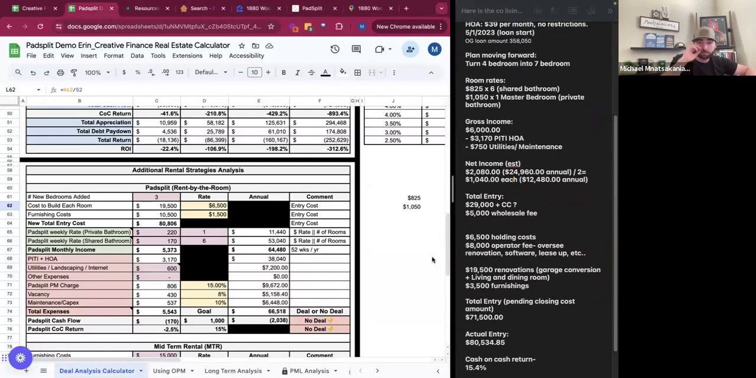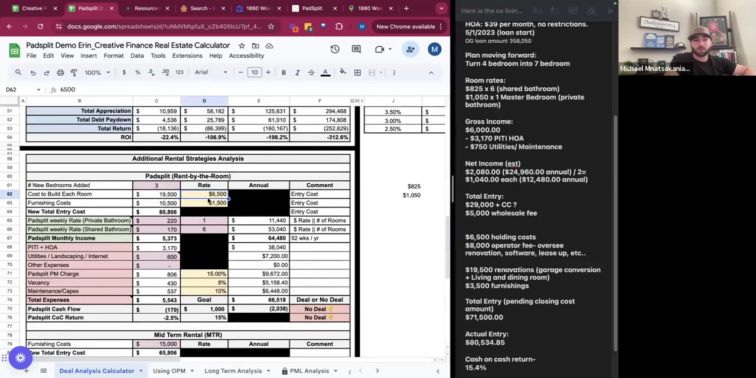All right. So we're adding 3 bedrooms. We have the cost to build. I'm going to keep my furnishing costs and not theirs. I don't agree with theirs. Maybe it won't be 10,000 total to furnish. But what do they have?